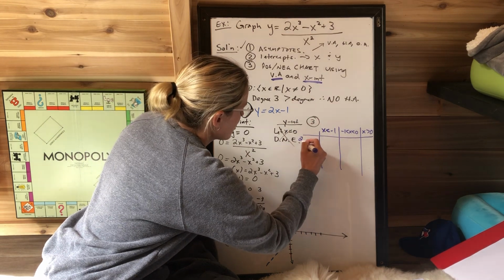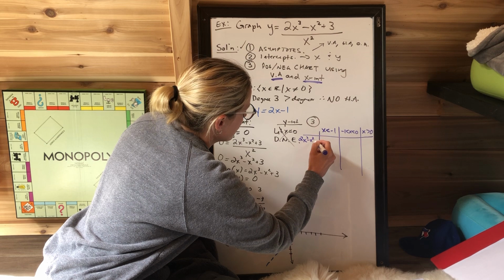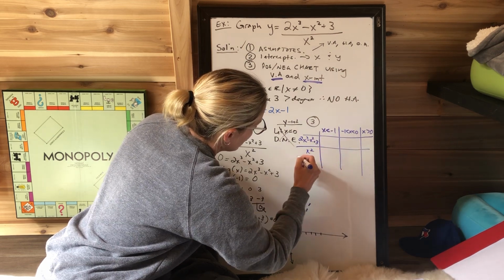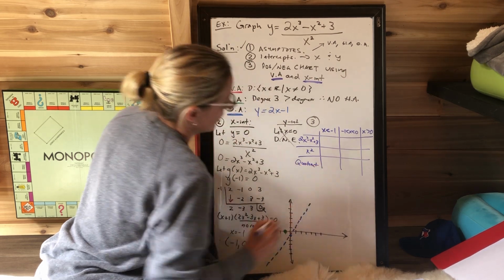Some people just want to do it all in one step. That's fine. 2x cubed minus x squared plus 3. That's the numerator. The denominator, in this case, is x squared. So the one you're concerned about is the quotient. What happens when you divide them?